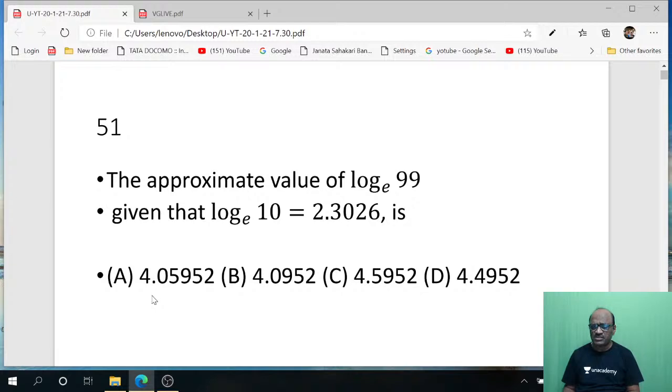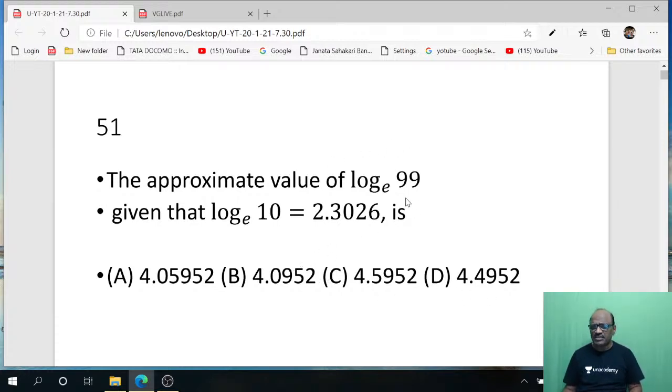These are the options: A, 4.05952; B, 4.0952; C, 4.5952; D, 4.4952. Now we'll solve this example.